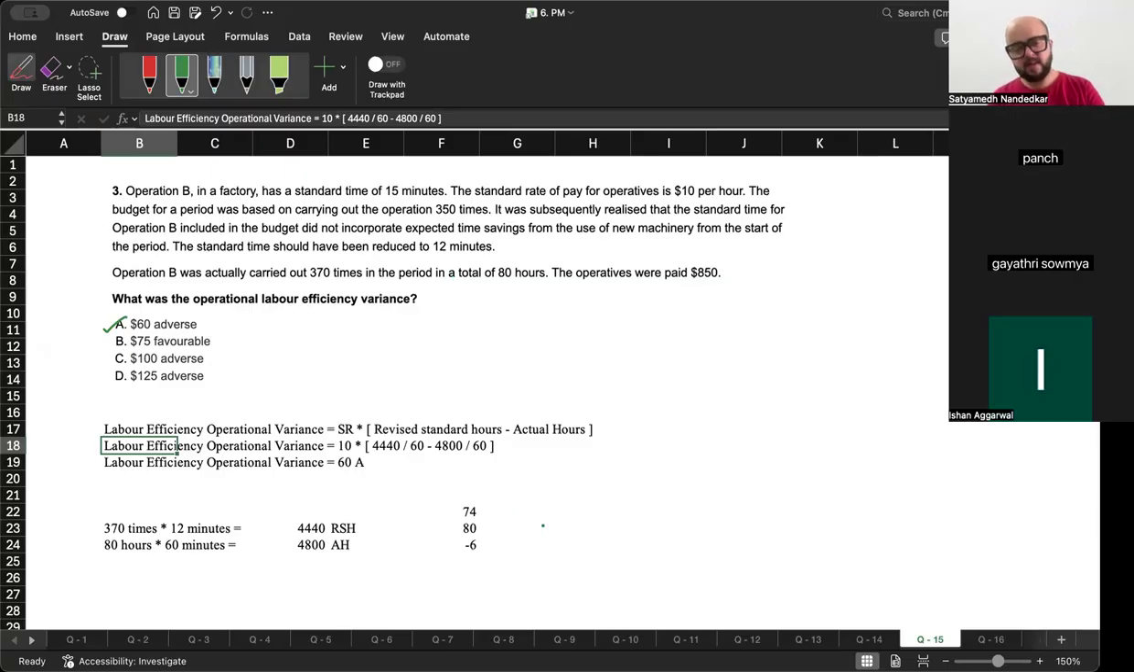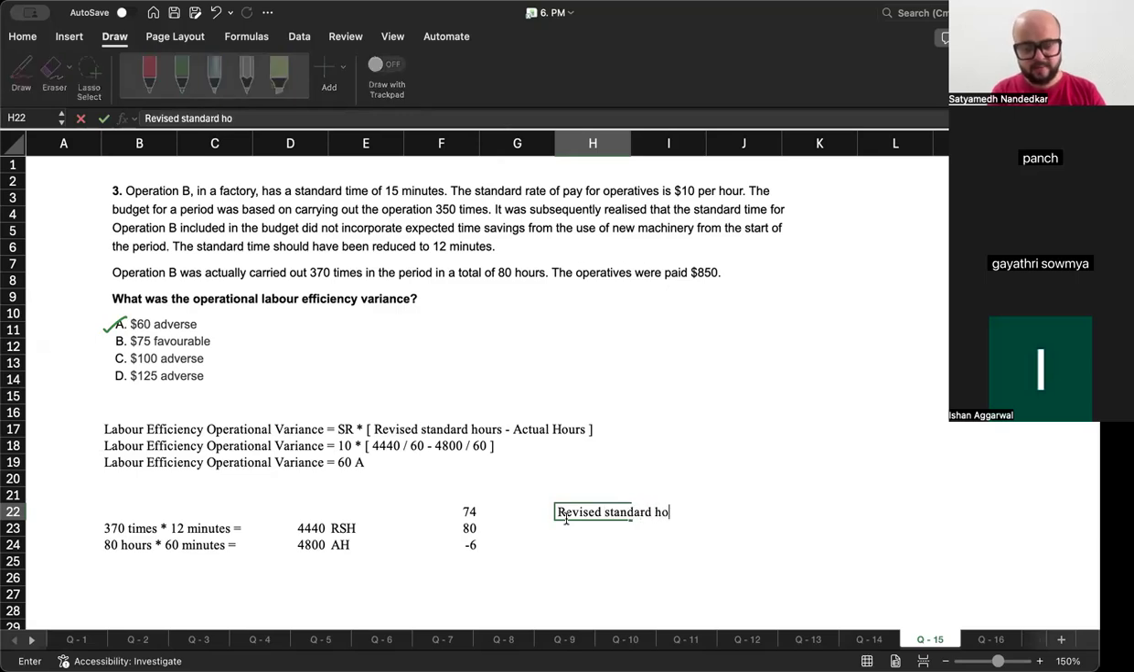So revised standard hours is what? Standard hours for actual output. Revised standard hours for actual output, right? How much is the actual output? You ran the process 370 times. When you run it once, your revised standard time is 12 minutes. So when you run it 370 times, it will be 370 into 12, which is 4440 minutes, which is nothing but 74 hours.